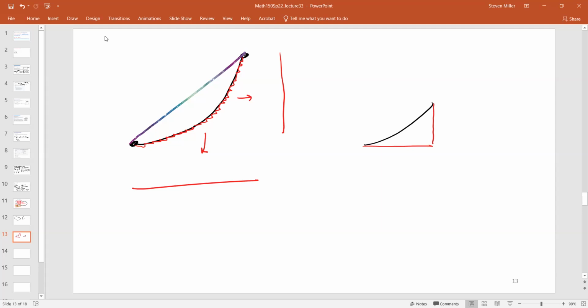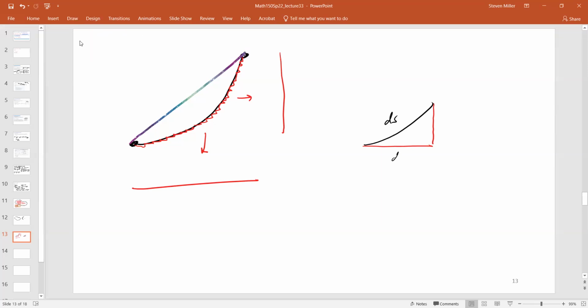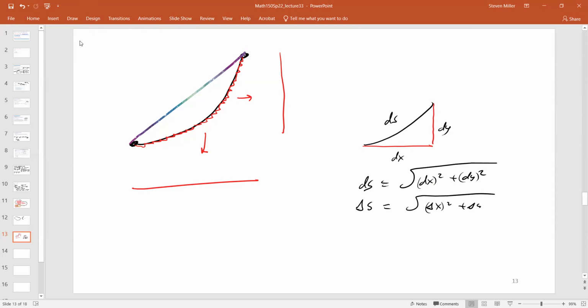And so locally, what it should be is, if ds is the length of this, and this is dx and dy, then ds should be like the square root of dx squared plus dy squared. Or if you want, delta s should be like the square root of delta x squared plus delta y squared. We did ds is dx plus dy, or delta s is delta x plus delta y.